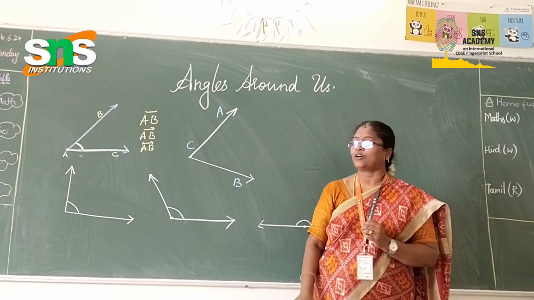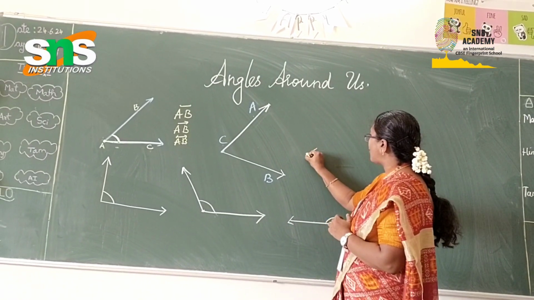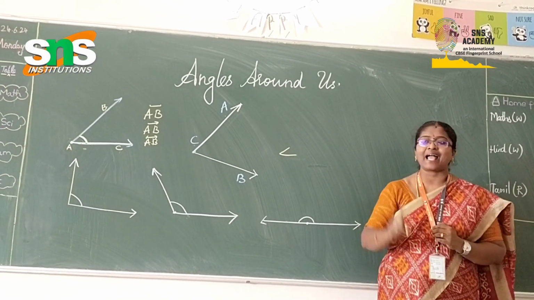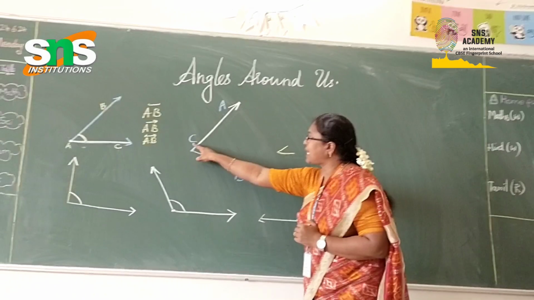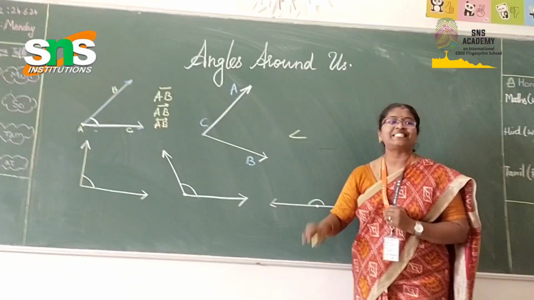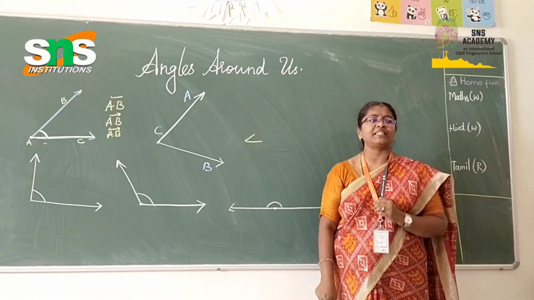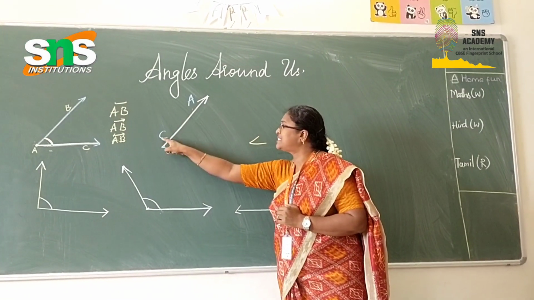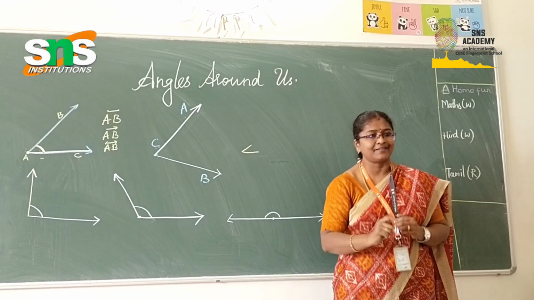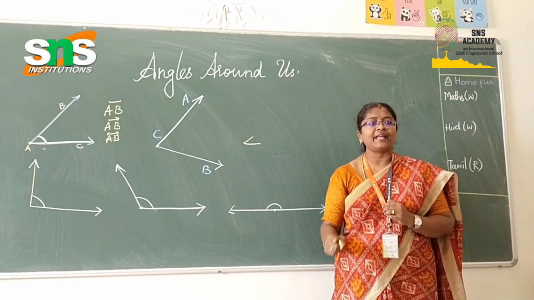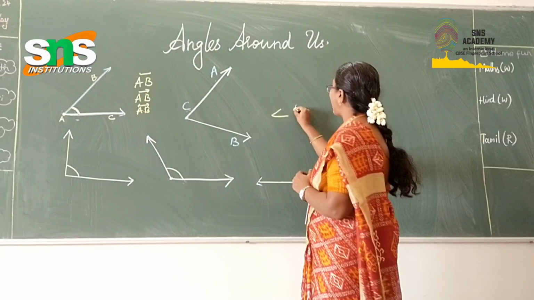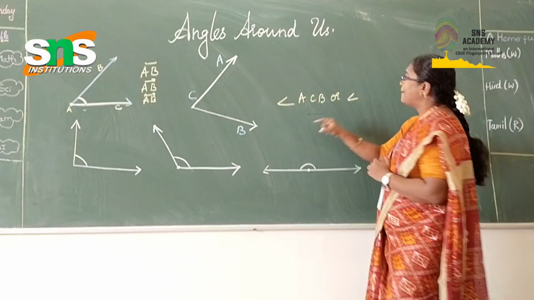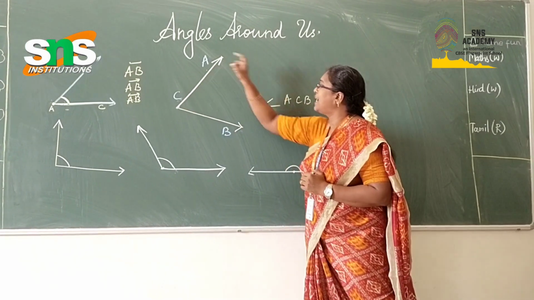That is also valid. When you are naming your angle, you should always begin with this symbol. This symbol is nothing but angle, meaning an angle is formed. And when you are naming it, your C must be in the center. So you can name it as angle ACB. Or any other ways? Angle BCA.